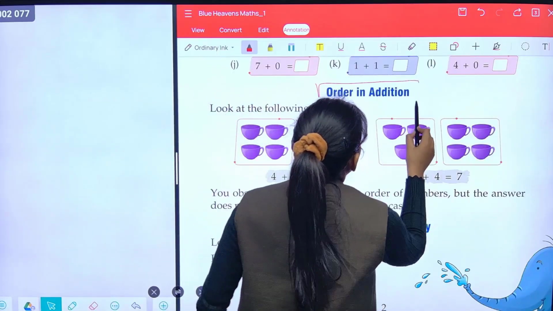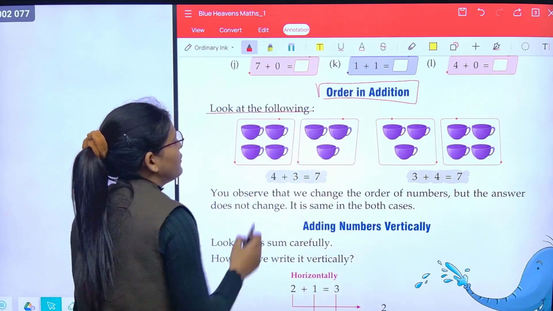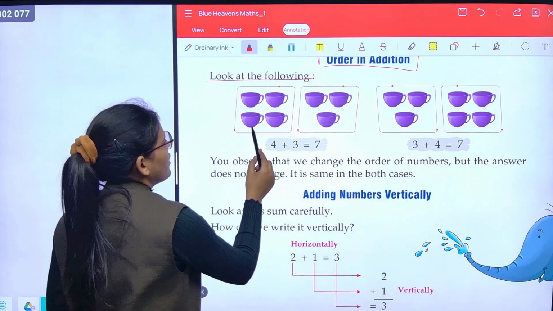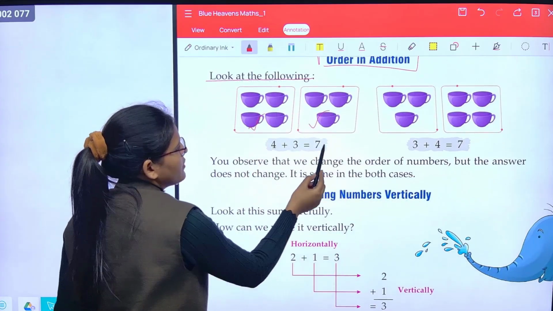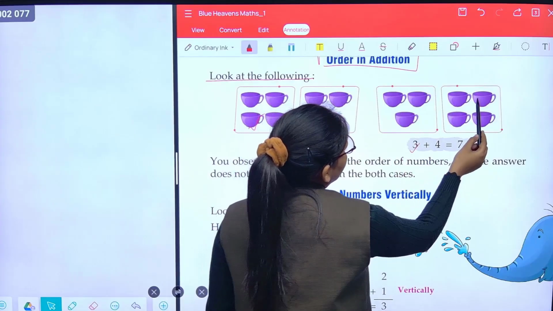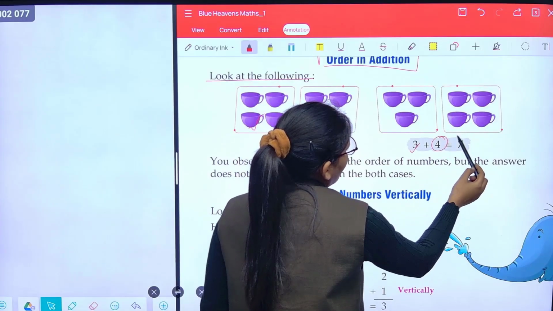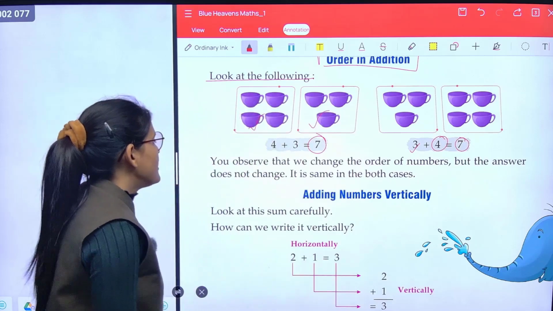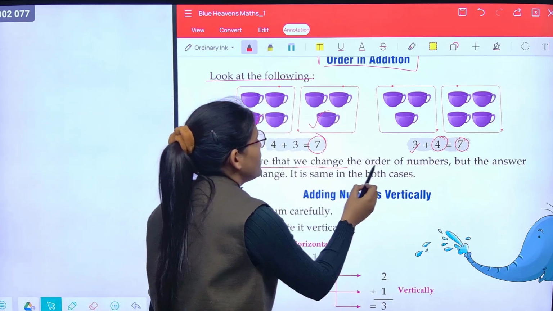Order in addition. Look at the following. Now class, here are 4 cups, here are 3 cups. 4 plus 3 is 7. Or 1 2 3, 3 cups, then 1 2 3 4, 4 cups. It is also 7. Class, you observe that we change the order.